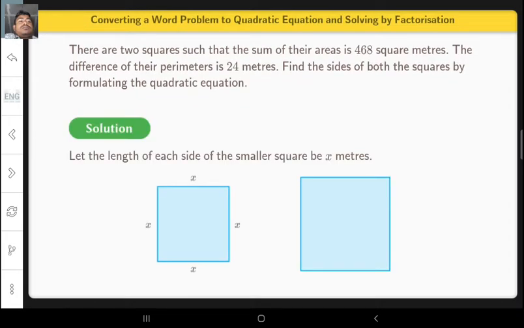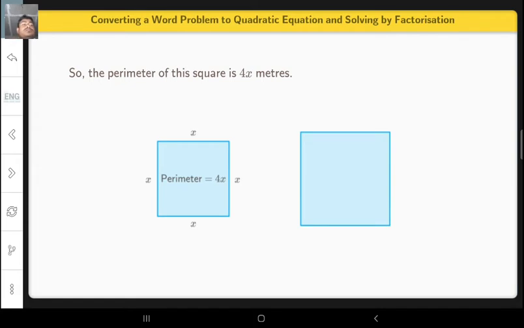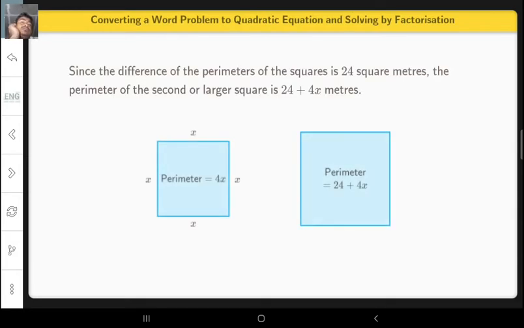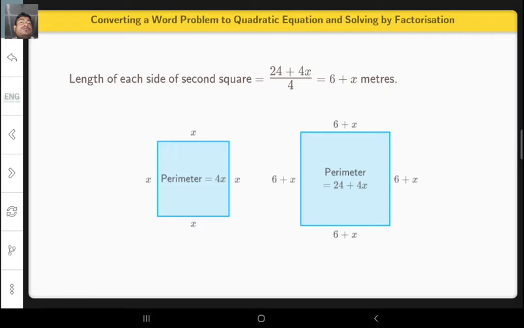Solution: let the length of each side of the smaller square be x meters. So, the perimeter of this square is 4x meters. Since the difference of the perimeters of the squares is 24 meters, the perimeter of the second or larger square is 24 plus 4x meters. The length of each side of the second square is equal to (24 plus 4x) upon 4, which is equal to 6 plus x meters.